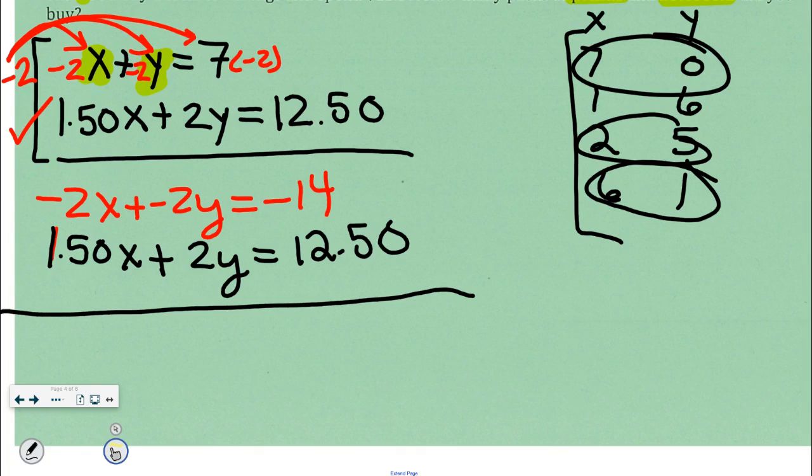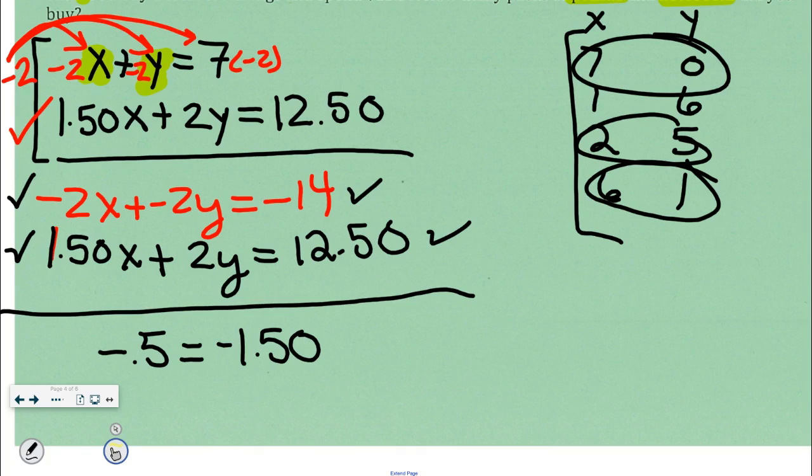Now when I add these up, I go to my calculator or in my head and do -2 plus 150, and I get -0.5. The y's are gone. When I do -14 plus 1250, I get -150. And when you divide, that should be an x right here. When I divide by what's in the way, so when I go to my calculator and I do -1.50 divided by -0.5, it'll tell me x is 3.